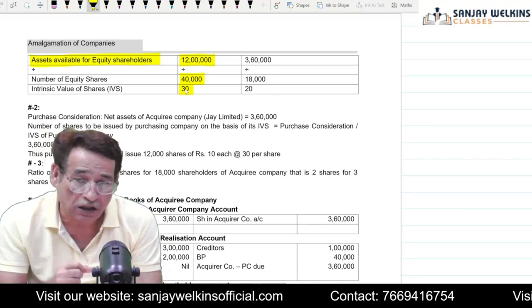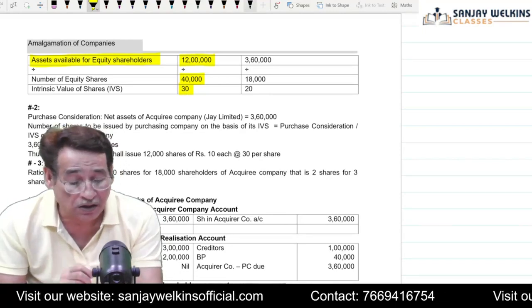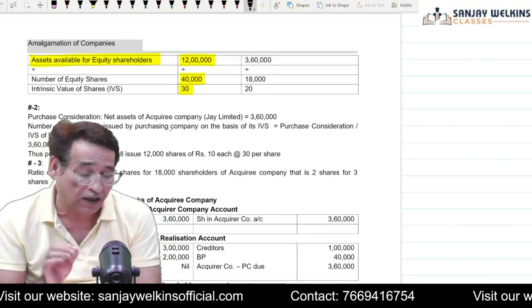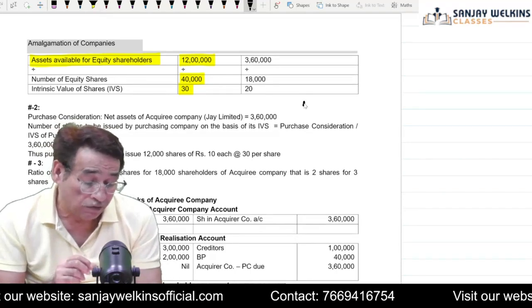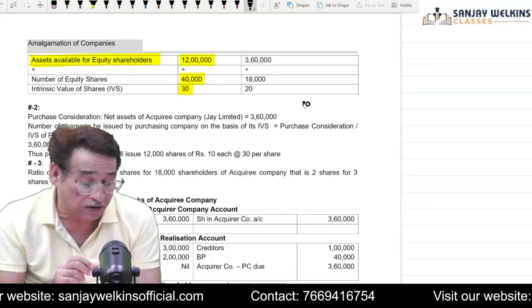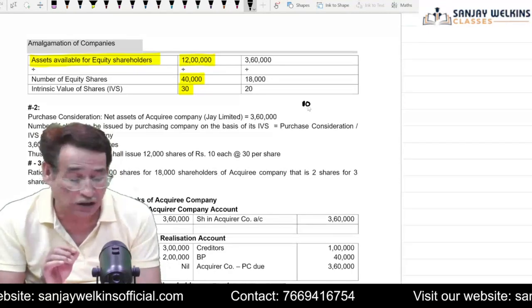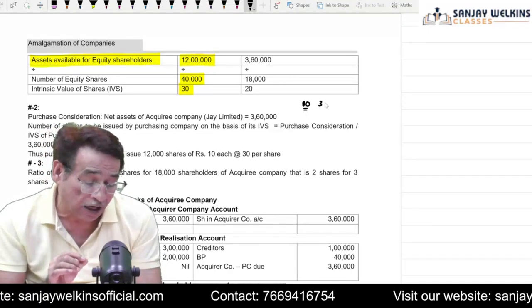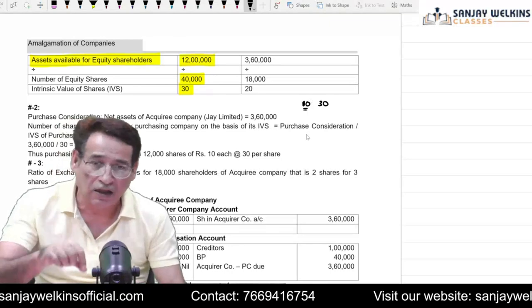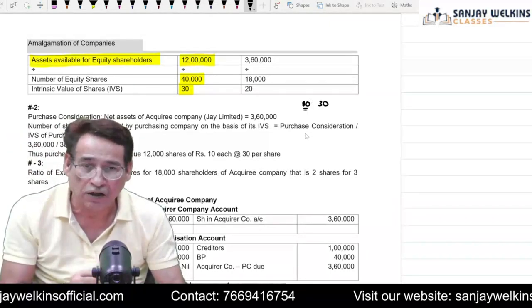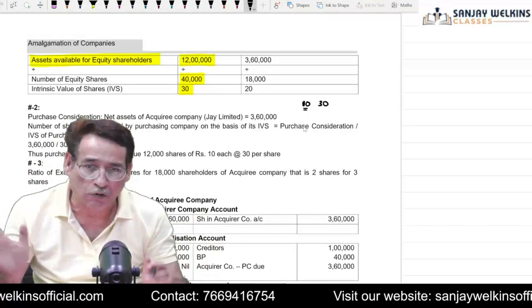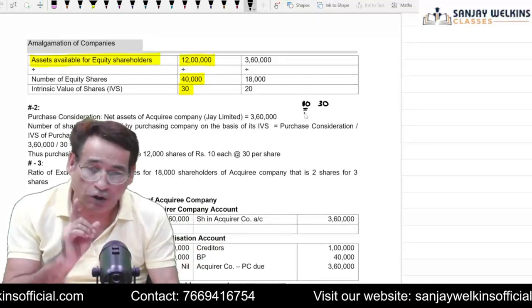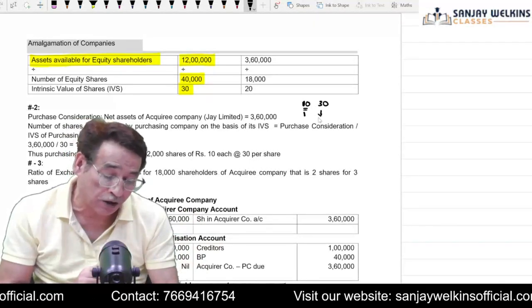And what does intrinsic value of share signify? Intrinsic value of share signifies that, see here, one share of purchasing company is of 10, face value is 10, but intrinsic value is 30. It means in case today, if this company gets liquidated, shareholders need not worry, because in order to back up one share of 10, the company has 30 worth of assets.